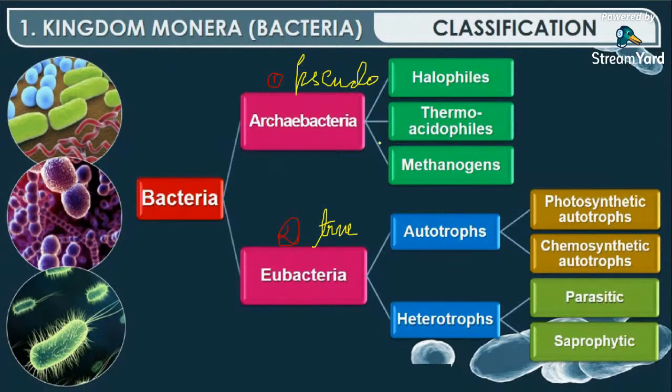So let's move in detail on the further classifications. Archaebacteria are further classified into three: halophiles, thermoacidophiles, and methanogens. Eubacteria are classified as autotrophic bacteria and heterotrophic bacteria. Autotrophs can be further classified into two: photosynthetic autotrophs and chemosynthetic autotrophs. And heterotrophs can be classified into two: parasitic heterotrophs and saprophytic heterotrophs.